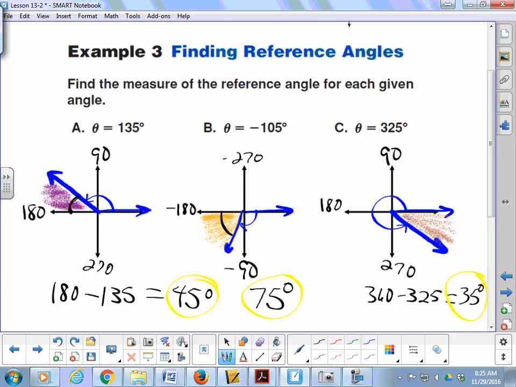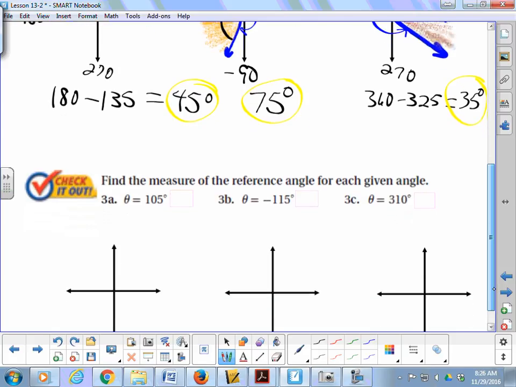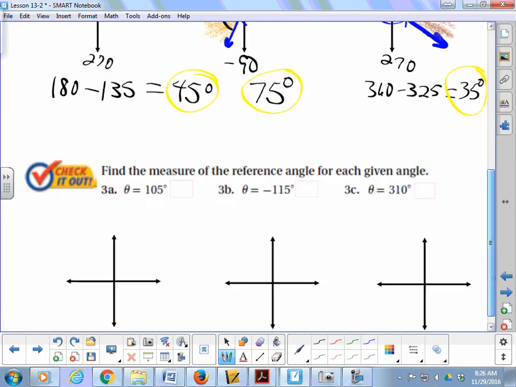Sometimes it helps to draw it, okay? But you don't have to draw it, okay? But the biggest thing to remember is it's got to be positive, okay? And it's acute, so it's got to be less than 90 degrees. So if you ever get a reference angle that's negative or bigger than 90 degrees, then you know you've made a mistake there. All right. So let's just do A and B here, and let's check it out.